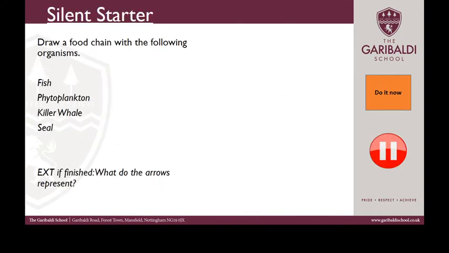Okay, so for your silent starter, I would like you to draw a food chain with the following organisms: fish, phytoplankton, killer whale, seal. Extension, if you're finished, what do the arrows represent in the food chain? So pause the video now. Once you've done the starter, press play again. Pause now.